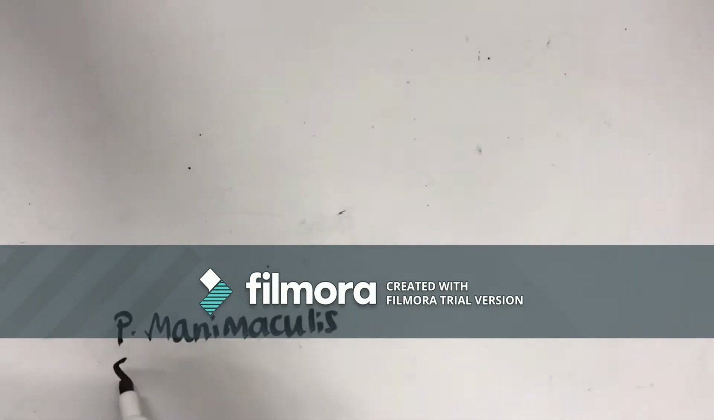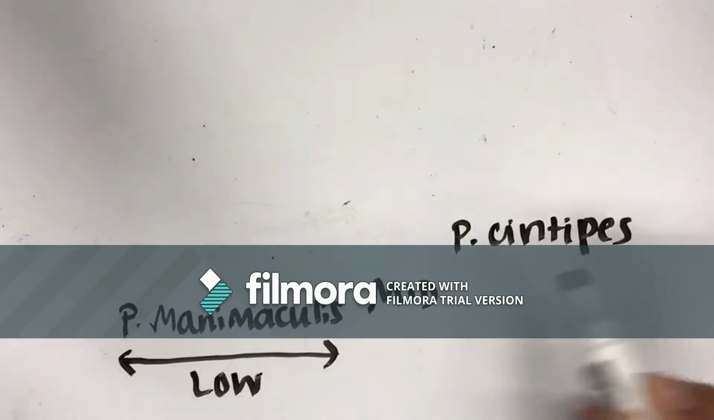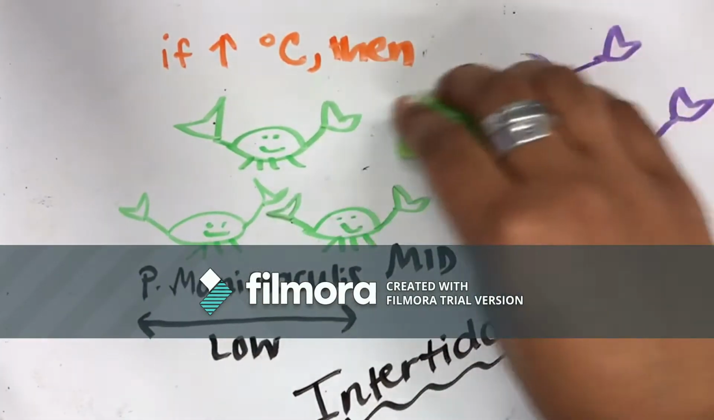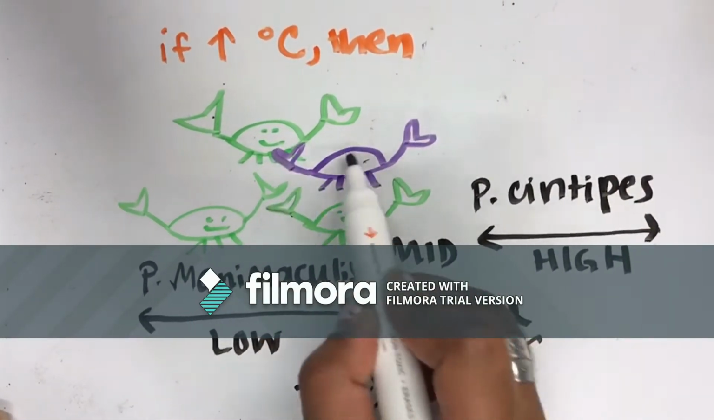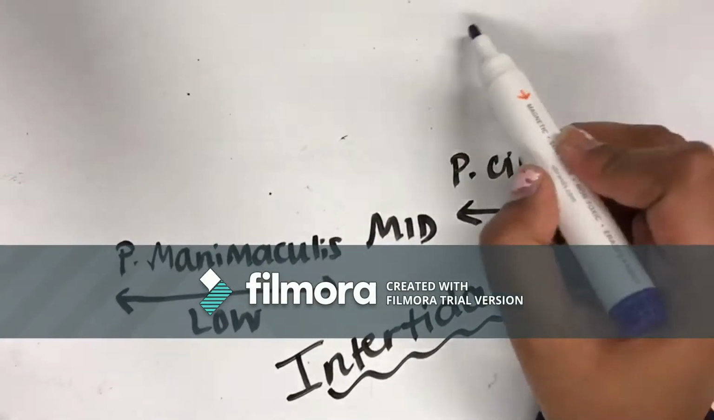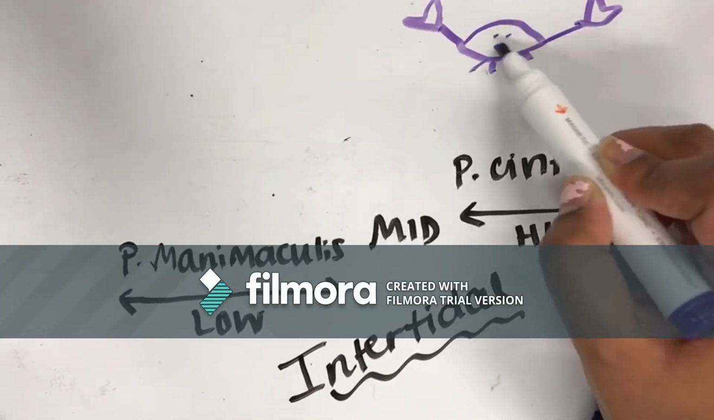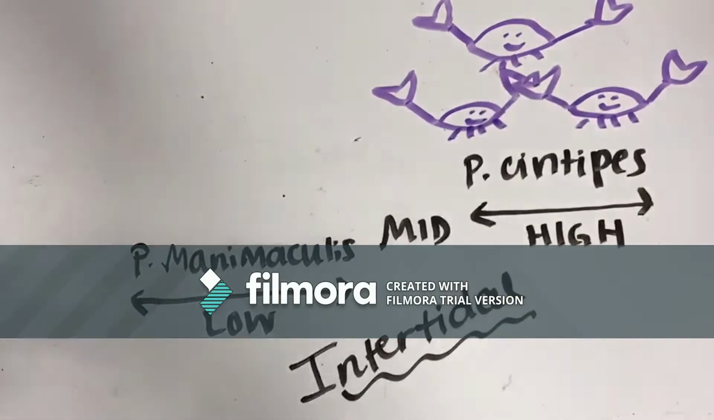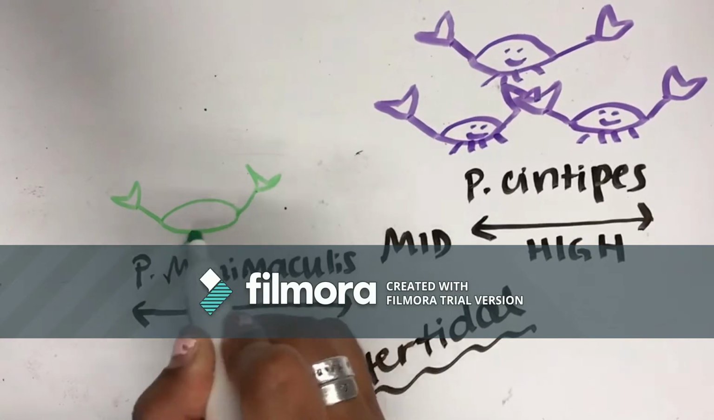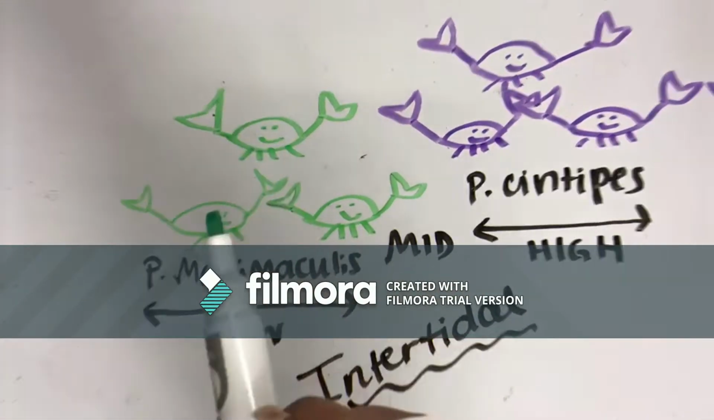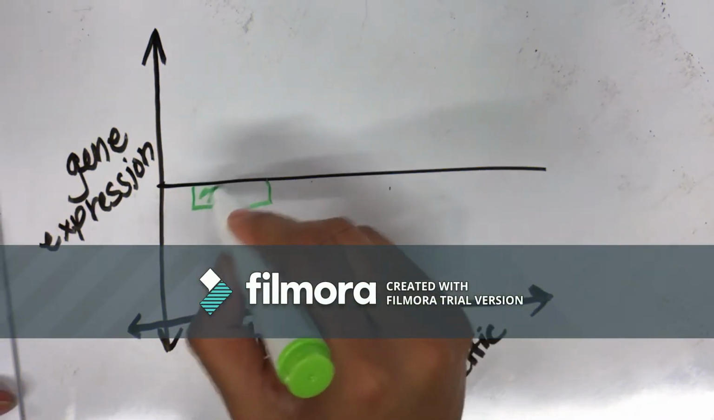P. cinctipes occupies a higher, warmer area of the intertidal zone than P. manimaculus, and if overall temperature were to rise even more, they would have to resort to occupying a part of the same habitat. This will result in more overall interactions between the two species, and this experiment showed that there was no effect from species on gene expression. Since this will result in the species interacting, it is important to observe how this affects the species.